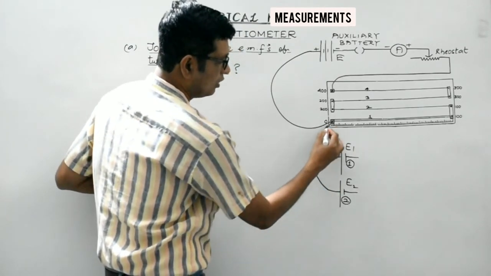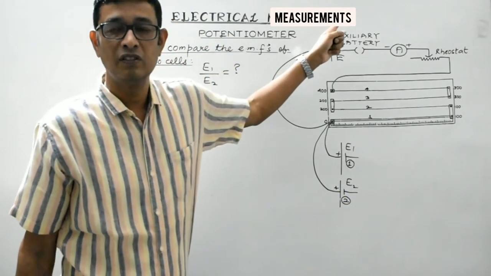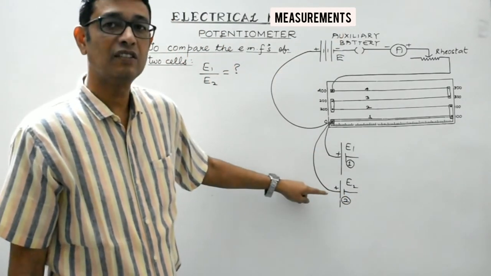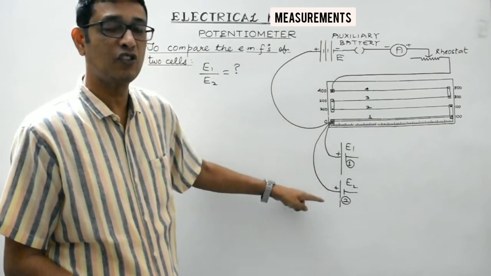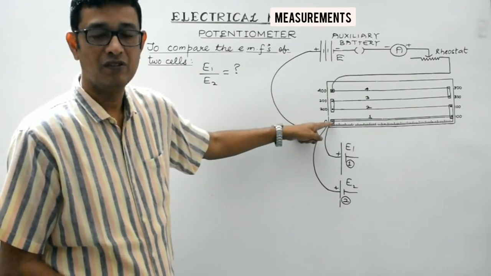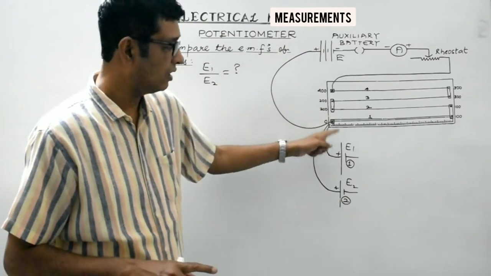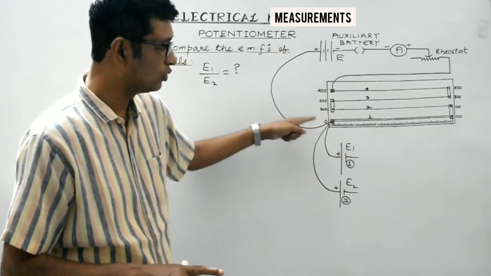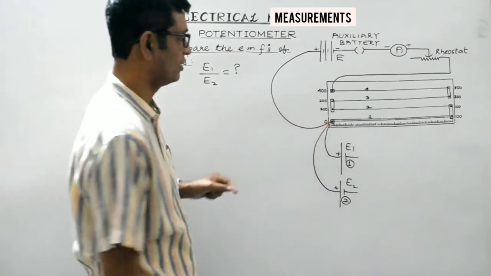Now here, one thing I would like to mention is that the source and the two cells whose EMFs are to be compared, the positive terminal of all these three are to be connected to this particular end of the potentiometer. Will you remember that, students? The positive terminal of the auxiliary battery, the positive terminal of the two cells whose EMFs are to be compared, all are connected to the common end of the potentiometer, right?